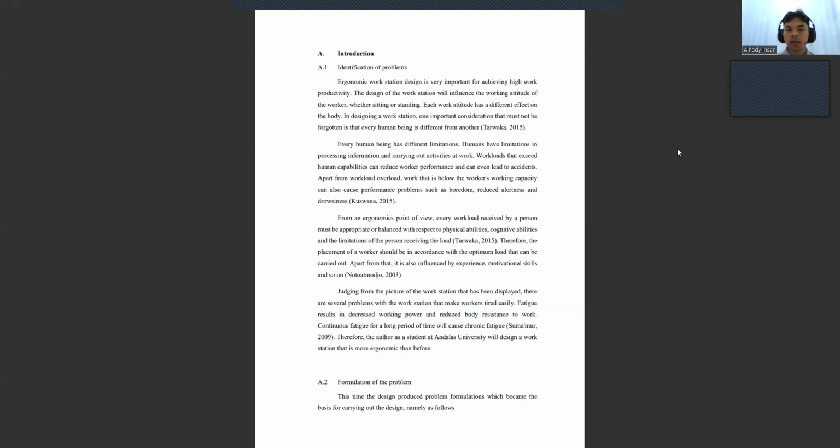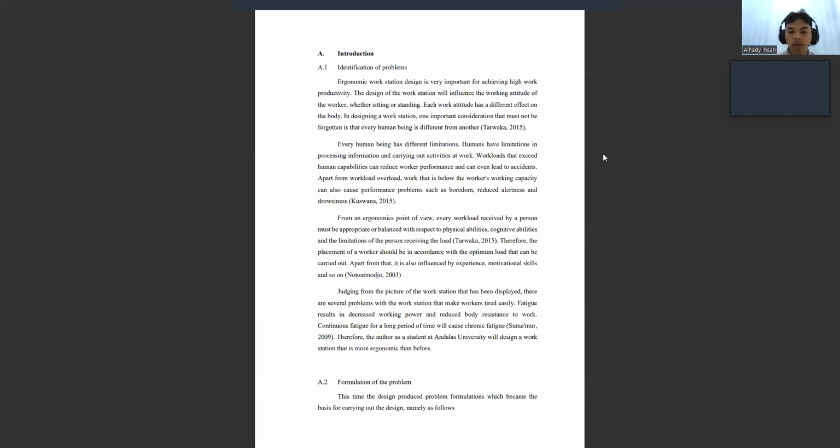Introduction. A1. Identification of problem. Ergonomic workstation design is very important for achieving high work productivity. The design of the workstation will influence the working attitude for the worker, whether sitting or standing. Each work attitude has a different effect on the body. In designing a workstation, one important consideration that must not be forgotten is that every human being is different from another.